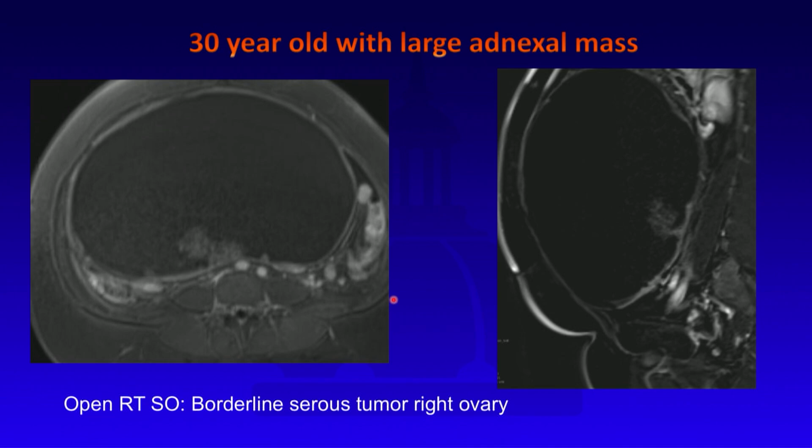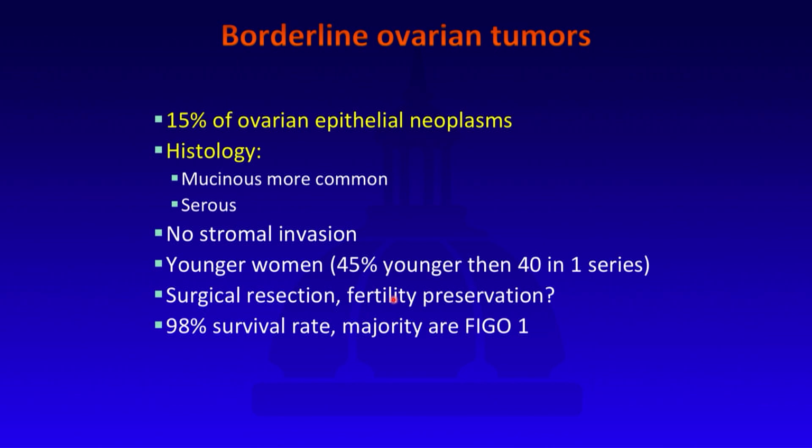And one of the things we have to at least think about in these young women with these large masses with papillary projections, when there's no ascites and nothing else, is the possibility that this is a borderline serous tumor, because these are not that common. They can be serous. Usually they will have no stromal invasion. They're typically seen in younger women. 45% were younger than 40 in one series.